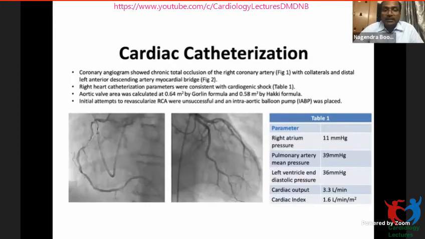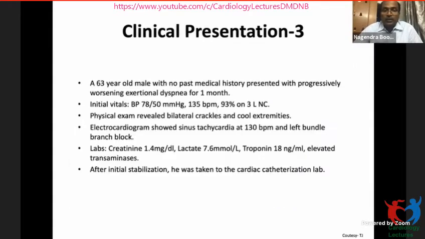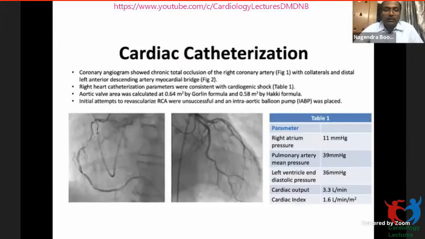This is an interesting case which was done 3 years ago, 4 years ago actually. A 63-year-old male presented to an outside hospital with cardiogenic shock, diagnosed to have a non-ST elevation MI. After stabilization, his creatinine was found to be 1.4, lactate 7.6, troponin positive. He was taken to the cath lab. They did a cath and found a short segment occlusion here with bridging collaterals.